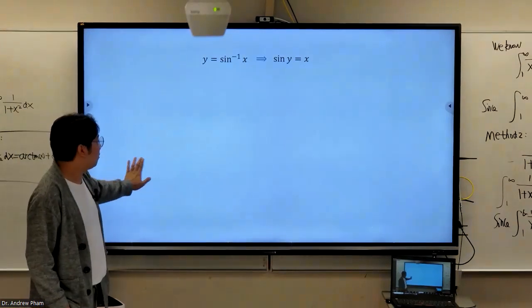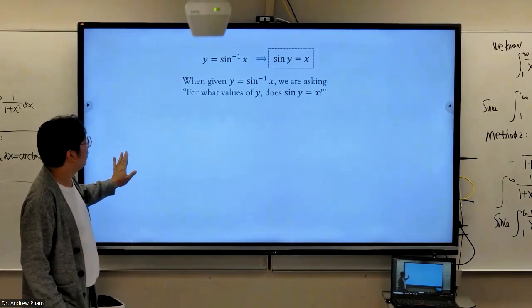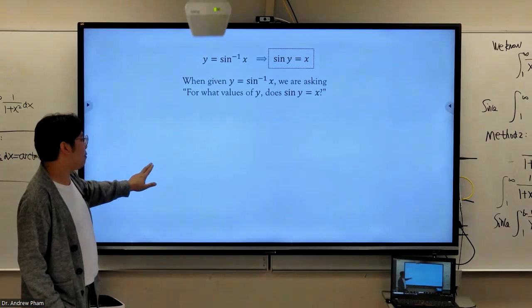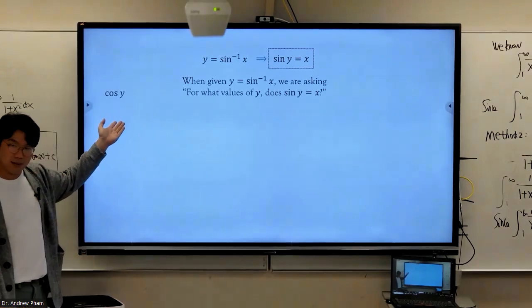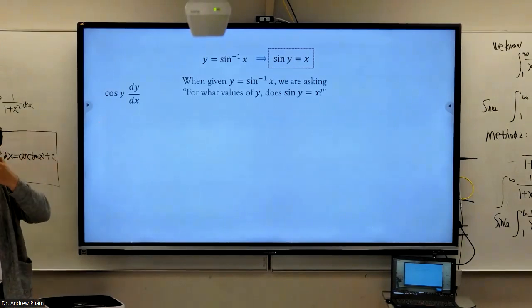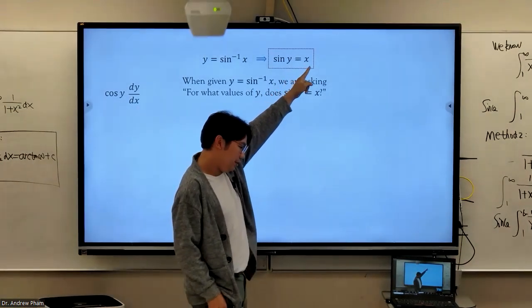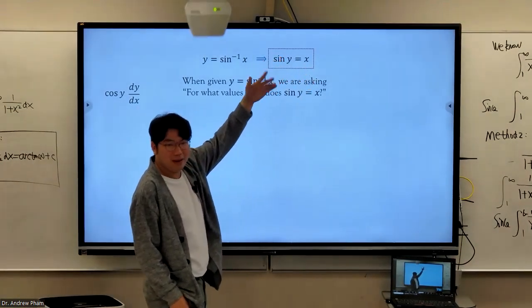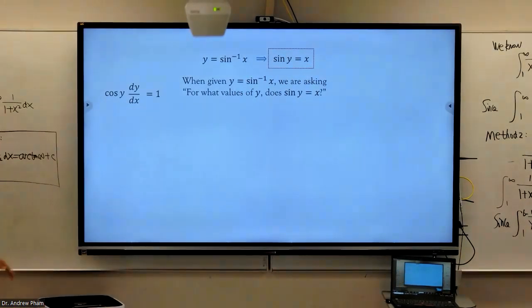This one's just the formal thing of it. So if I look at sine of y equals x and I take a derivative, the derivative of sine is cosine of y times dy dx. What's the derivative of the right side of this equation? Yeah, 1, right? Derivative of x, we get 1. All right, so I have cosine of y, dy dx is equal to 1.